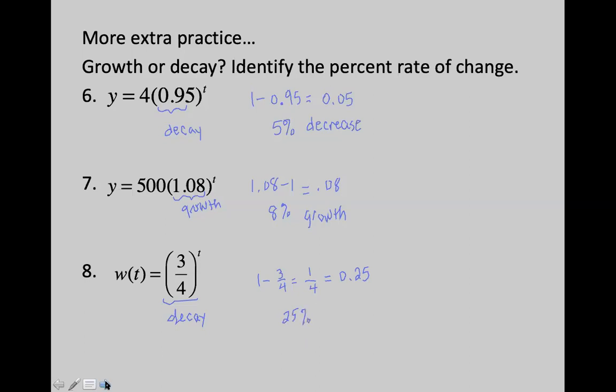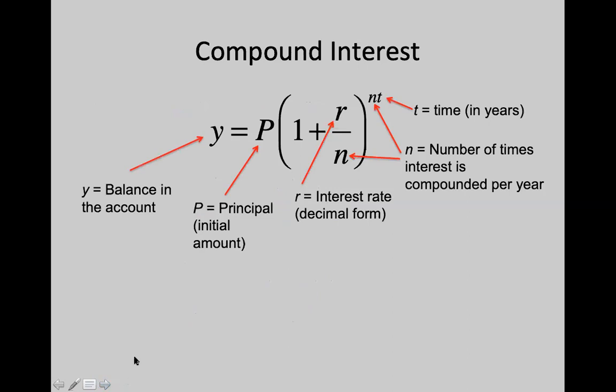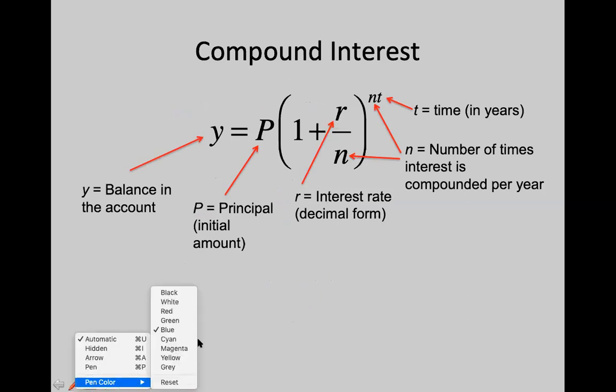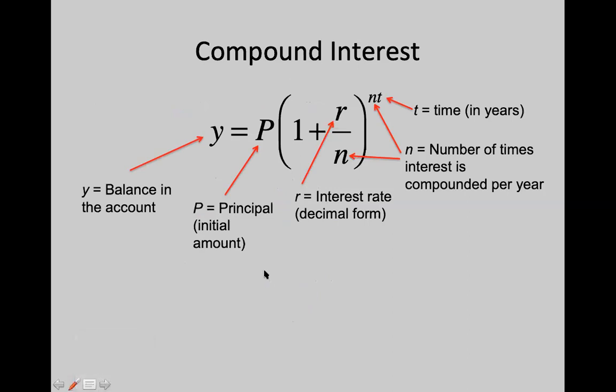All right, let's look at our next slide. This time we're working with compound interest. That's what I talked about earlier. If you put money in the bank. All right, so some things here. Y is the amount you're going to have at the end. P is, we call it the principal. It's the amount you put into the bank to start with.